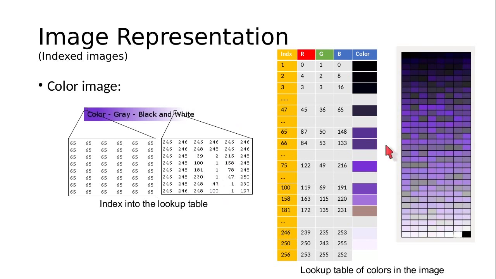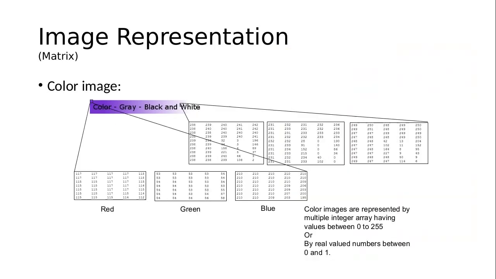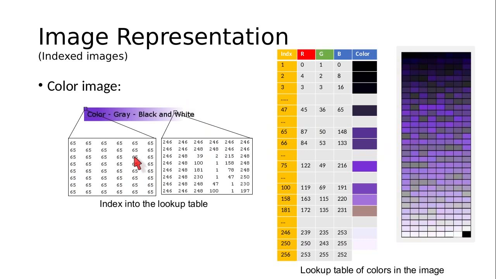So there is an index 47 here, and that's 45, 36 and 65, which is black in color, but it's not as black as this, and so on and so forth across the entire image, right? So indexed images would typically reduce the storage requirement or the memory requirement of an image by 1/3. So instead of storing 3 channels, red, green and blue, you are only storing one channel, or an index into this particular array or this particular dictionary.